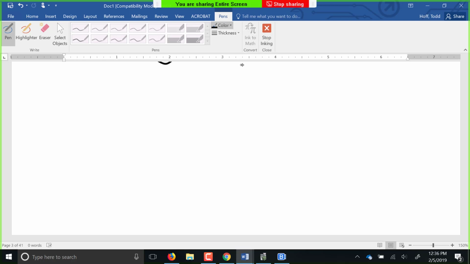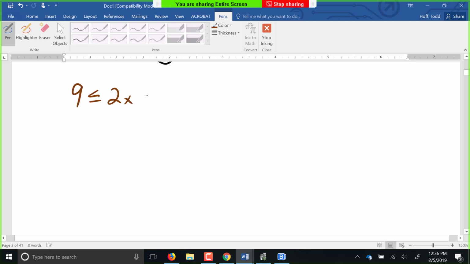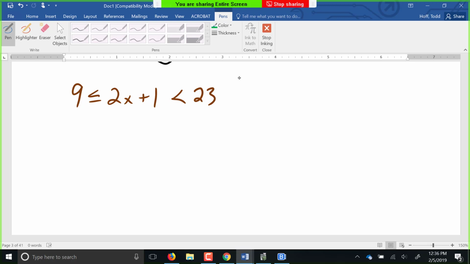Okay, as we get going with these, we are going to run into inequalities that are more complex than that. We'll run into things like 9 is less than or equal to 2x plus 1 is less than 23. And we're not going to get too far into these today. I just kind of want to introduce you to them. They will come around, cycle around.